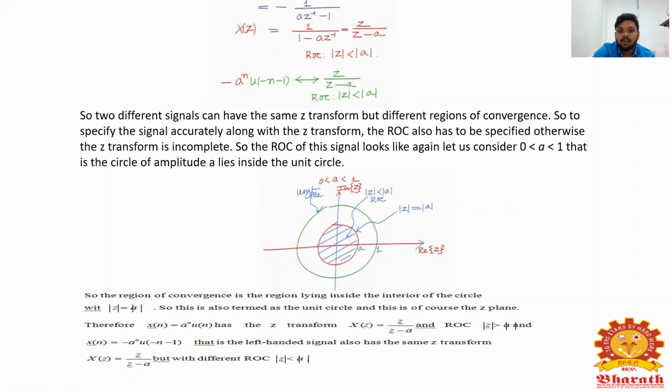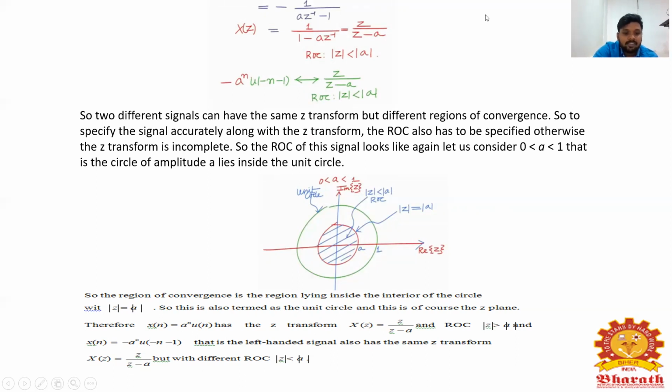So the ROC of these signals looks like, again, let us consider 0 is less than a less than 1, that is, the circle of amplitude lies inside the unit circle. Let us check here. On the x-axis, the real part of z, on the y-axis, the imaginary part of z, and this circle I have taken as a, and this circle I am taking as 1. So this is the unit circle. So for modulus of z less than a, the circle of amplitude lies inside the unit circle. So this is modulus of a equal to modulus of z.